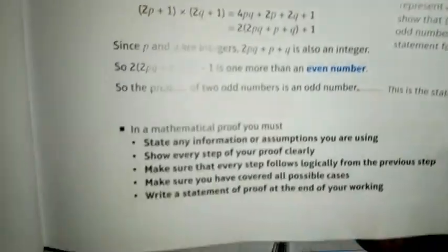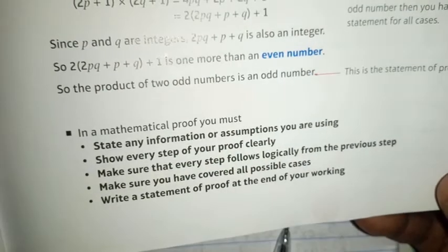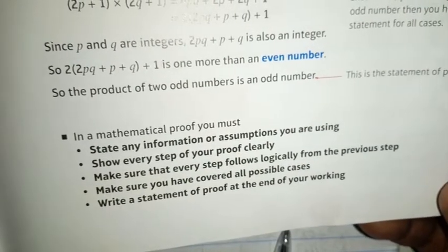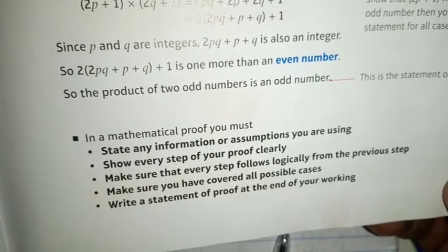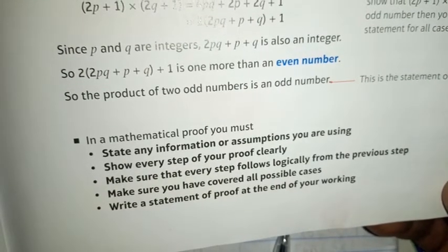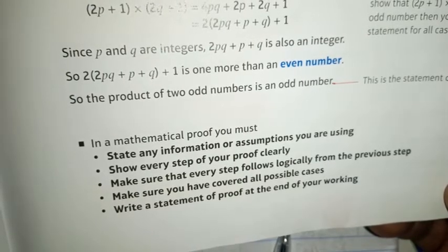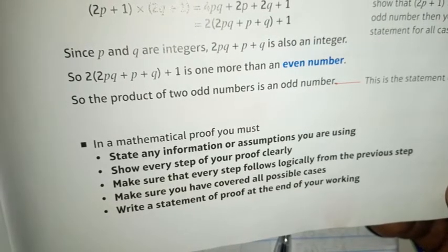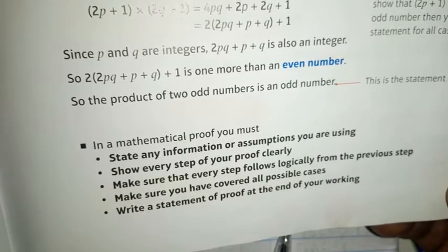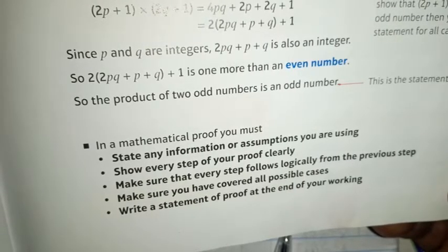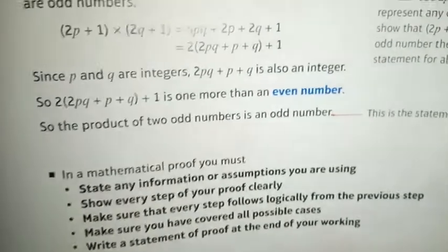This is just what I'm reading through: in a mathematical proof you must state any information, show every step, and make sure that every step follows logically from the previous one. Make sure you have covered all possible cases, and write a statement of proof at the end of your working.